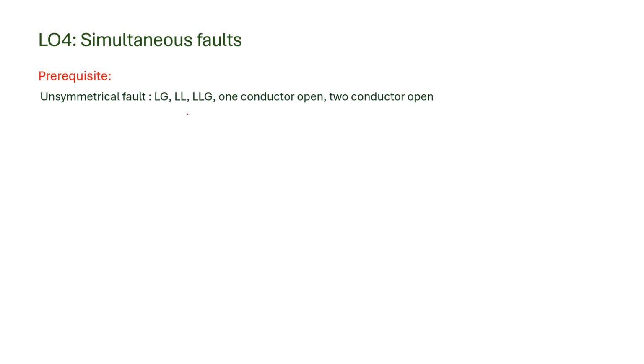So here I have listed all the unsymmetrical faults. The first one is LG fault, line to ground fault, then line to line fault, then line to line ground fault. And these three faults are called shunt type of faults. And then we have one conductor open and two conductor open. These faults are called series type of faults. So these things we have already learned.